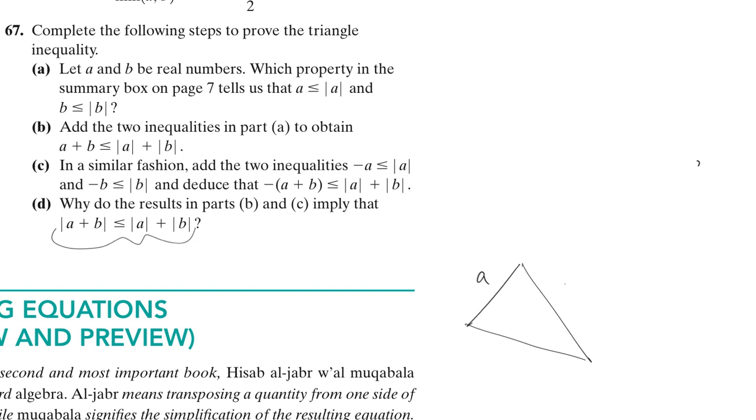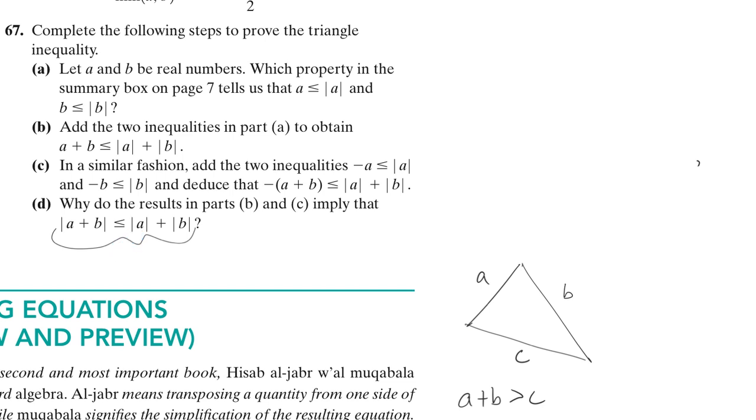If this is A and this is B and this is C, then A plus B has to be greater than C for this to be a triangle. So the sum of the two shorter lengths has to be longer than the third length. And we can see here that that's really where this is coming at, right?